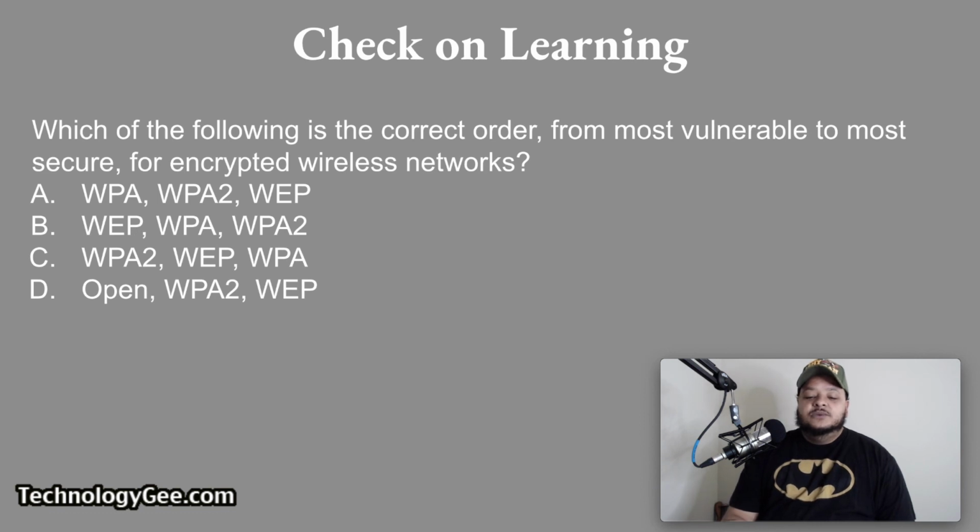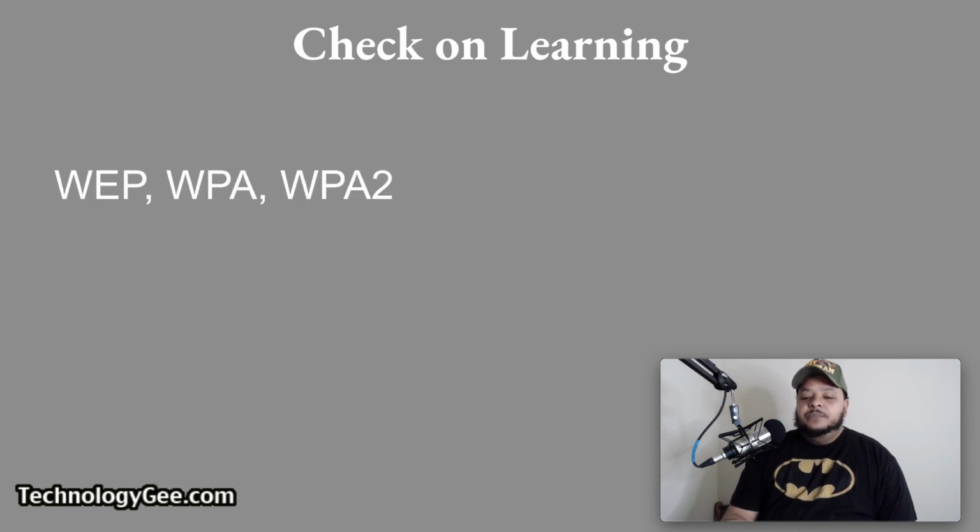The correct answer would be WEP, WPA, and WPA2. That is going from least strong to most strong, essentially. But always remember, if you have the option to select WPA2, select WPA2. If you don't have the option to select WPA2, select WPA. By all means, avoid WEP. All right.